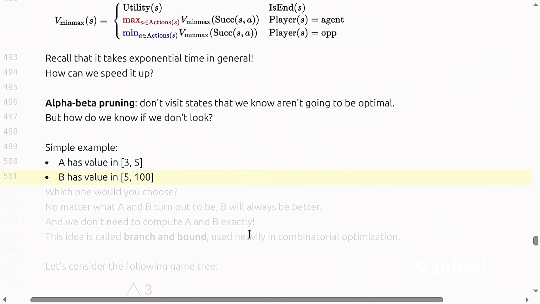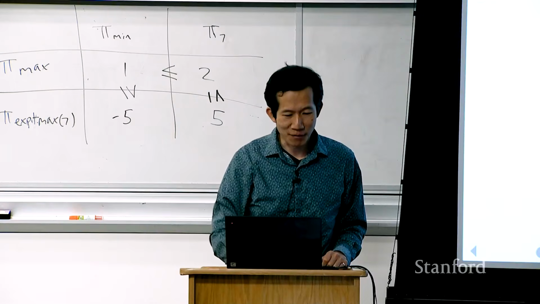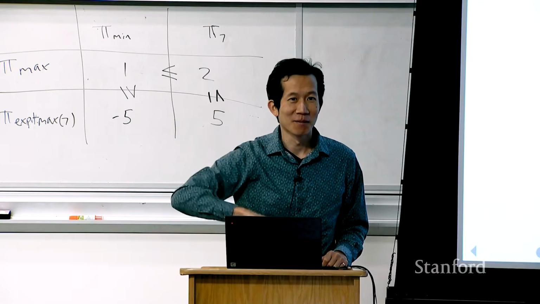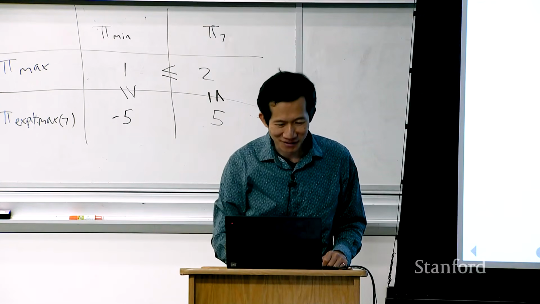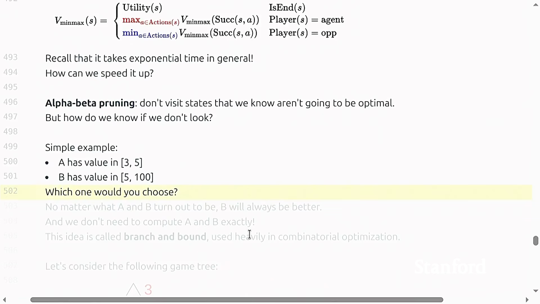Okay? Which one would you choose? How many of you choose A? B? Okay. So why do you choose B? Well, it turns out you don't need to know what the exact utility of A and B are. You know that no matter what happens, B will be better, or at least as good as A.